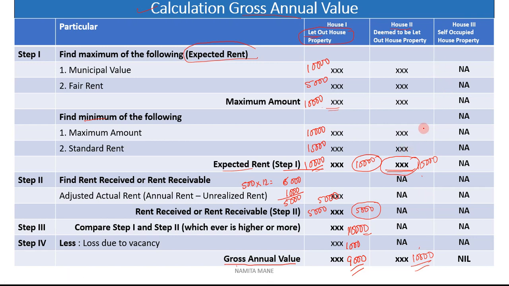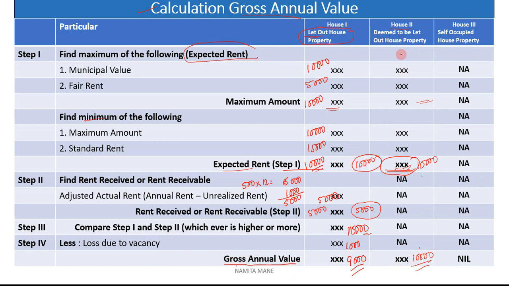In step 1, what you have to do is first compare the municipal value and fair value, whichever is maximum, write it here. Then compare that maximum value and the standard rent, whichever is minimum will be called the accepted rent. And the remaining steps you do not have to do. So whatever is the accepted rent will be considered as the gross annual value in the case of deemed to be let out house property.